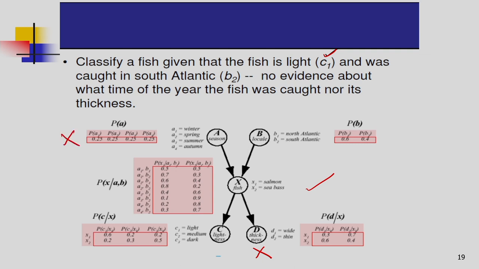The P(A), probability of A, is not available, and probability of D given X, that is also not available. So, we have to classify a fish given that the fish is light. So, light means we have to consider the variable C. So, probability of C given X we have to consider, and was caught in South Atlantic, that means we have to consider the variable B, this probability of B we have to consider, but no evidence about what time of the year, that means the season information is not available. So, we should not consider this variable, that information is not available. And also the thickness of the fish, that information is also not available.